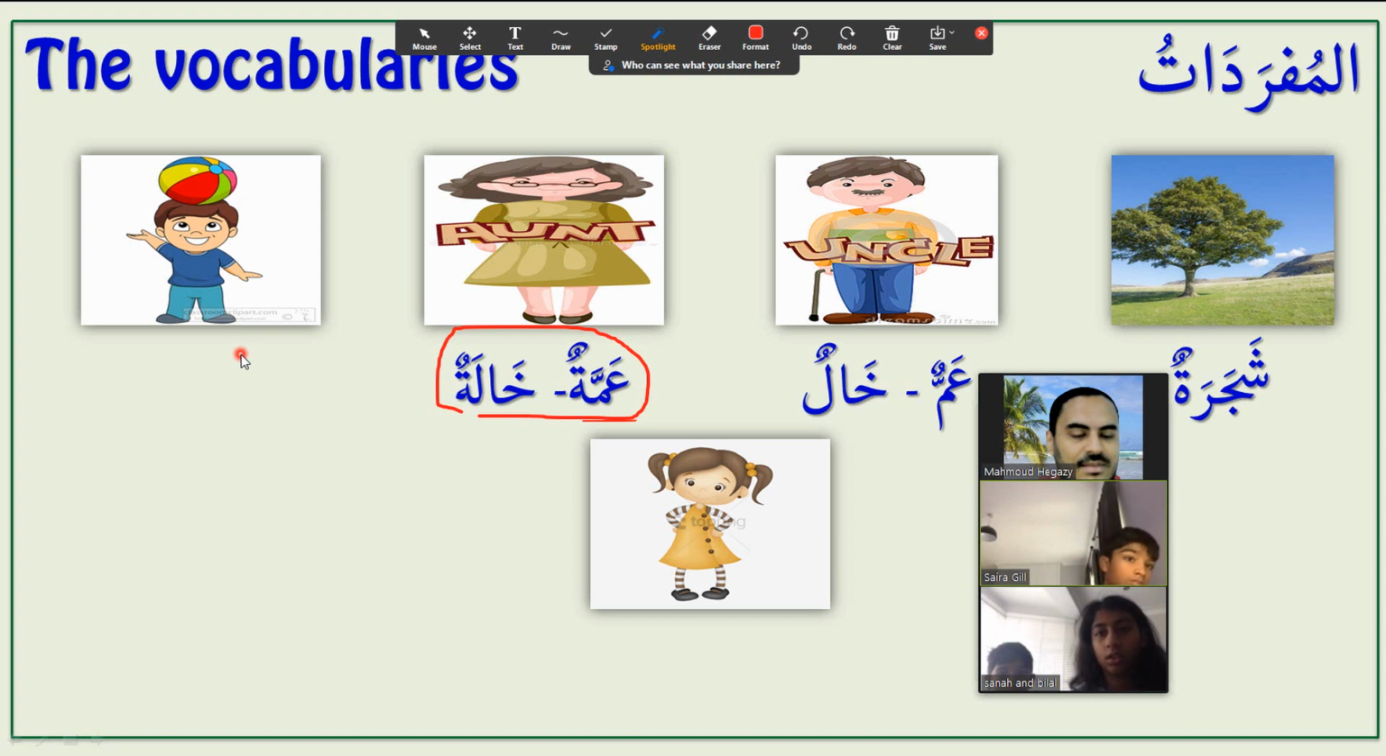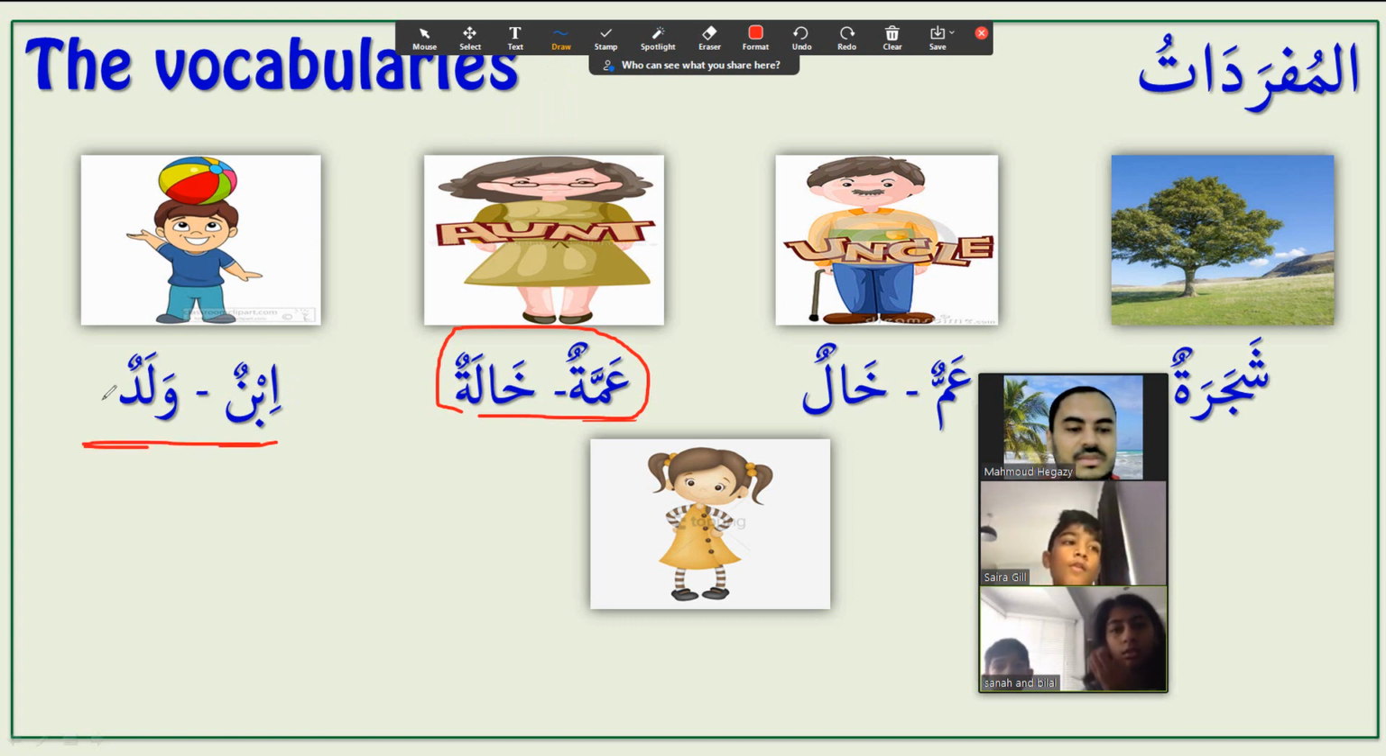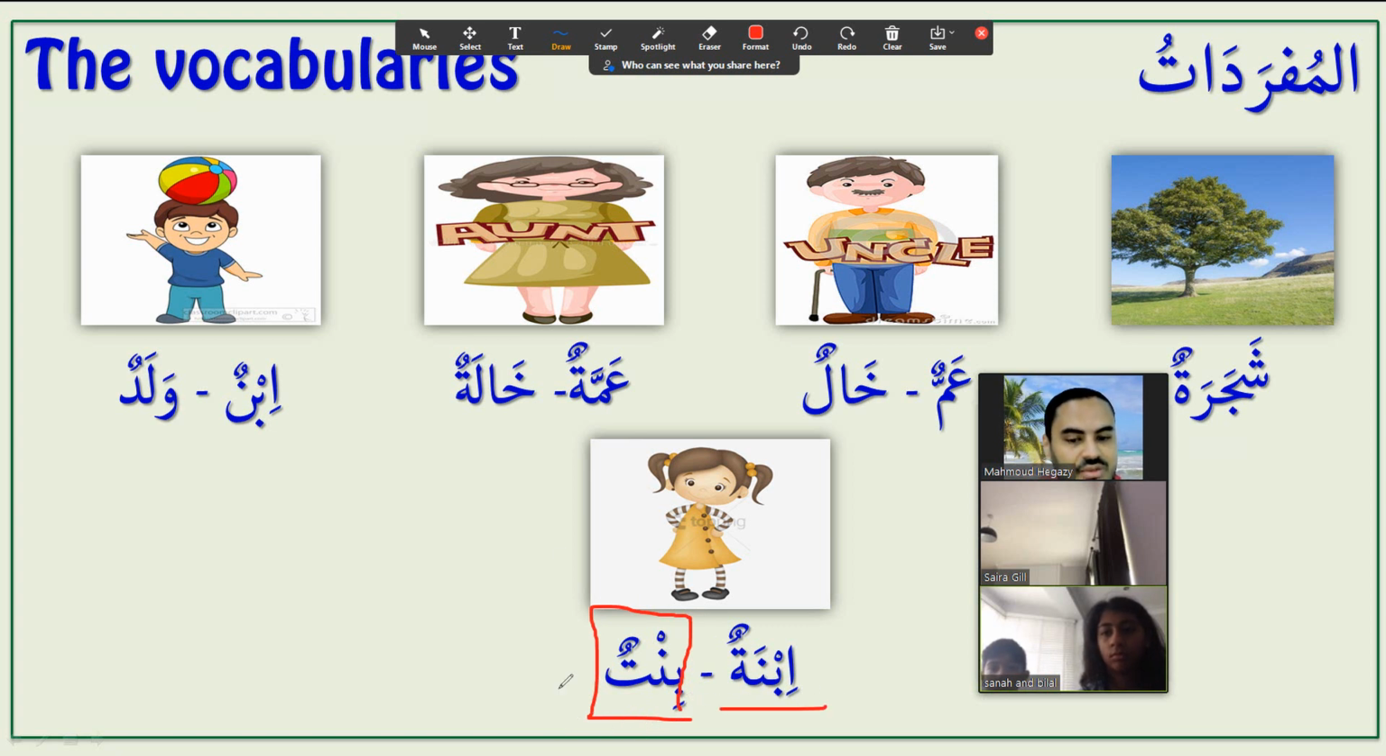طيب هذا، ما معنى هذا يا بلال؟ ولد. ولد أو ابن. Both of them mean son. ابن means a son. But ولد means a son or a boy. طيب. هذه يا سنة. ابنة أو بنت. ابنة a daughter, بنت a daughter or a girl. تمام. طيب هذا جيد.